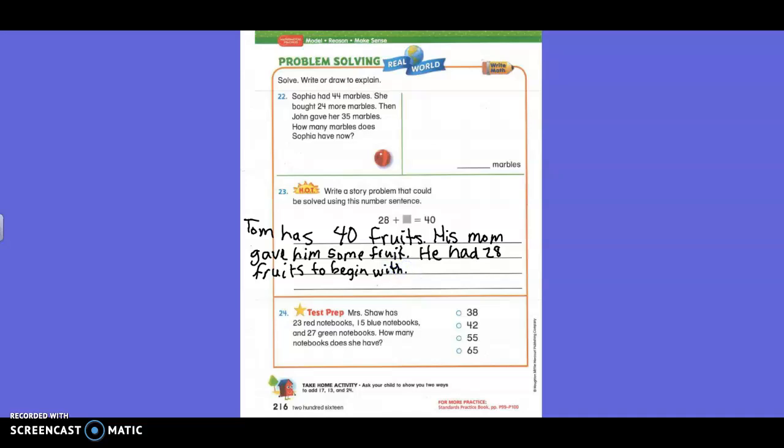What's my question going to be? What is the one that we don't know? Isaac? No, not apples, fruit. We're always saying fruit. No, not how much fruit does he have now? We already know he has 40 now. What do we not know? No. What do we not know? How many fruit did his mom give him?